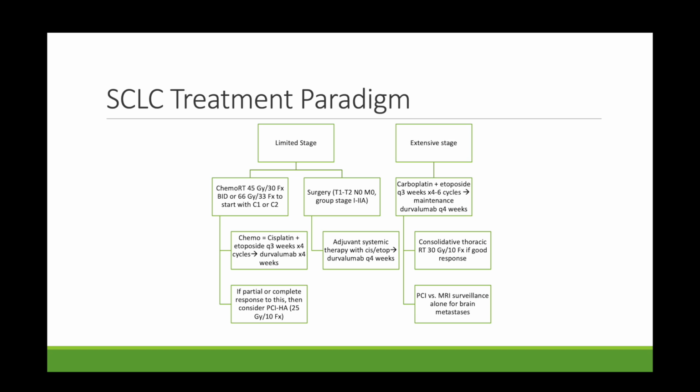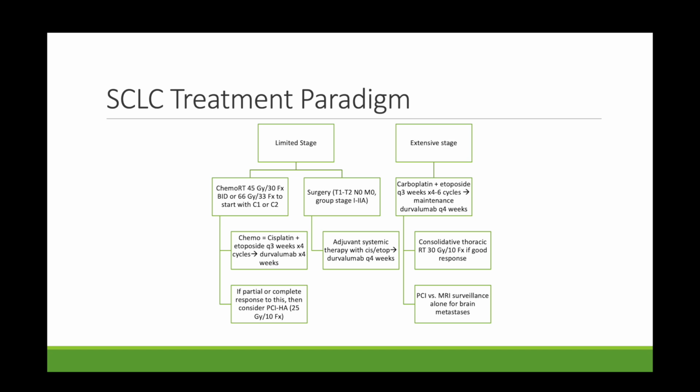If it's treated with surgery, then these patients will undergo surgery followed by adjuvant systemic therapy with something like cisplatin etoposide, and then they'll get maintenance durvalumab for 4 weeks. If they're treated with chemoradiation, which is more often what happens, the dose that we use is actually 45 gray in 30 fractions delivered twice daily over a period of 3 weeks. Or if we're doing once daily, we can do 66 gray in 33 fractions.